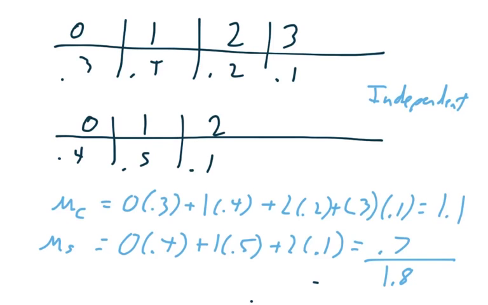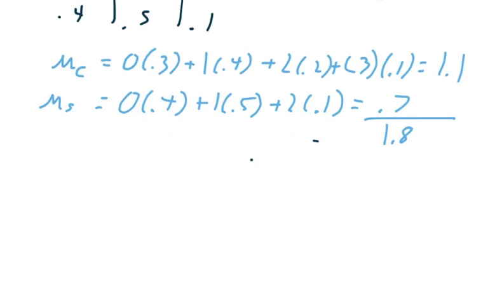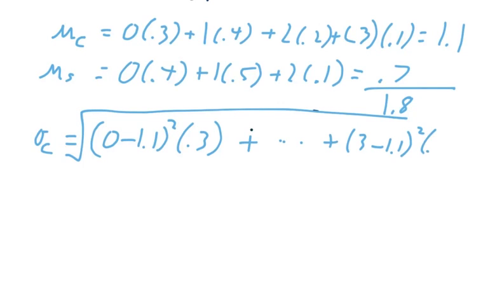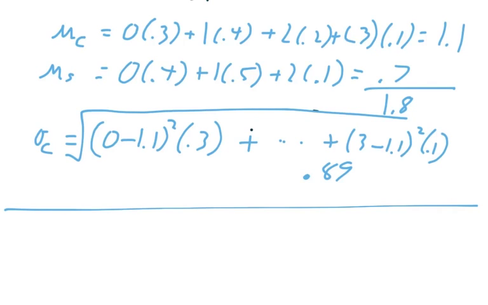So the question is, how do we do the standard deviation, which is a little bit trickier than the mean. So the standard deviation for the cars is going to be 0 minus 1.1 squared times 0.3, and we're going to square root at the end of all this, plus 3 minus 1.1 squared times 0.1, which gives me a standard deviation of 0.89 for the cars.